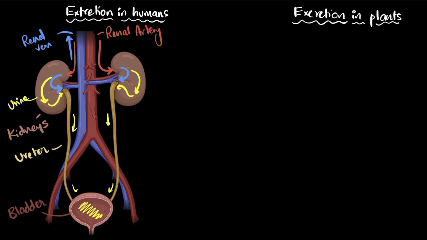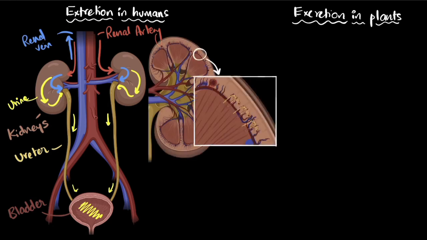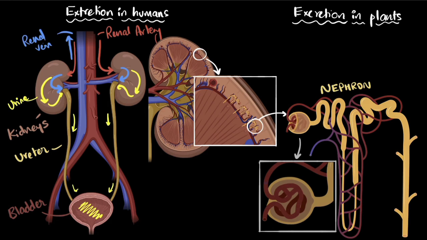But you may be wondering, how exactly does the filtration happen inside the kidney? For that, let's look inside the kidney and zoom in a little bit more. You will eventually arrive at the main part of the kidney that's responsible for the filtration, the nephron. Filtration actually happens in two stages. The first stage happens over here. This is the opening of the nephron.